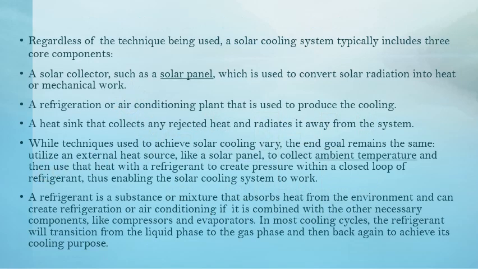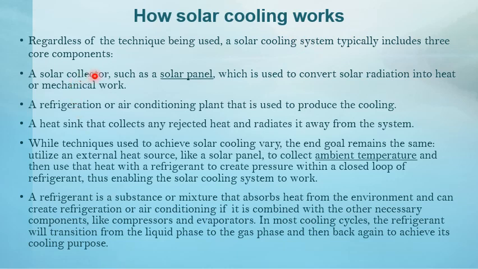Now let's see how solar cooling works. Regardless of the technique being used, a solar cooling system typically includes three core components. They are a solar collector, such as a solar panel, which is used to convert solar radiation into heat or mechanical work; a refrigeration or air conditioning plant that is used to produce the cooling; and finally a heat sink that collects any rejected heat or radiates it away from the system.